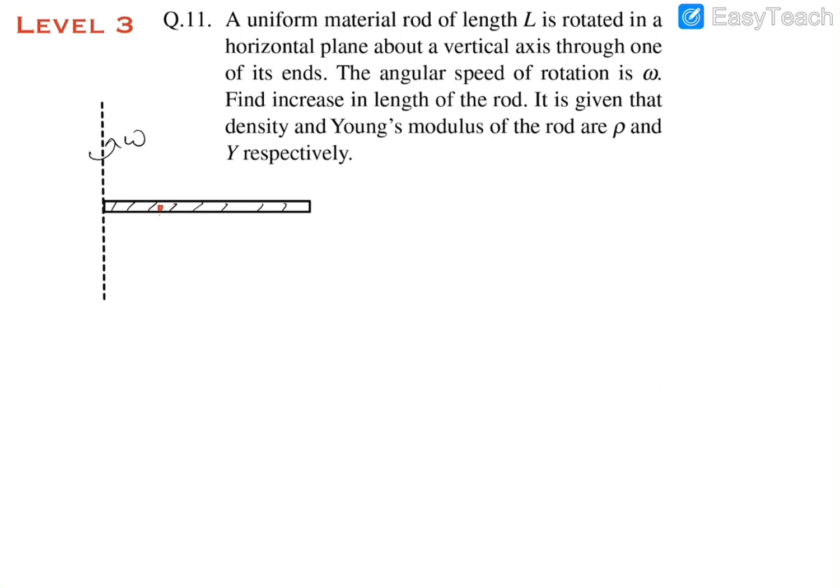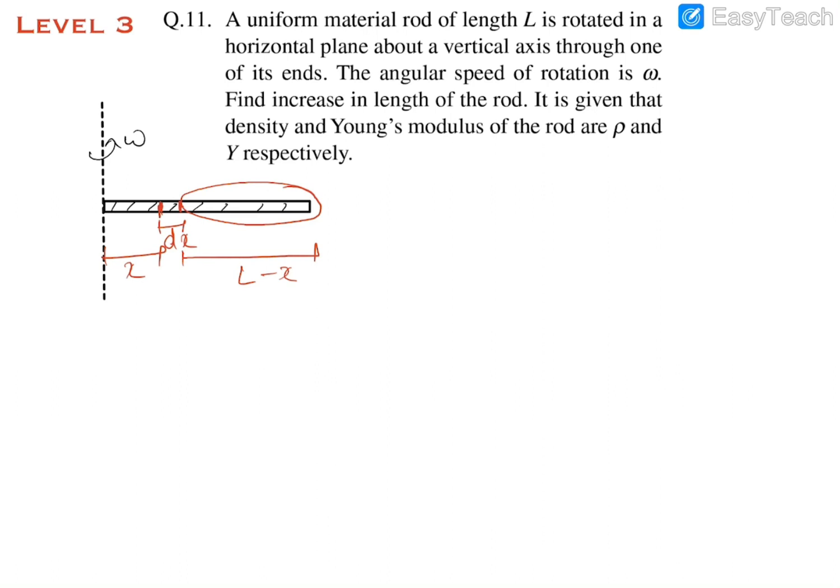Now let us consider a point at a distance of x, and at this point let us suppose a small length of the rod dx. Now we know that the centrifugal pulling force acting at this point will be due to this part of the rod. If this is x, then this part will be L minus x, if L is the total length of the rod.